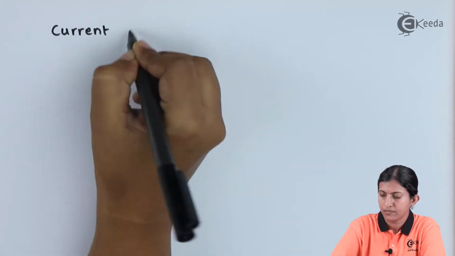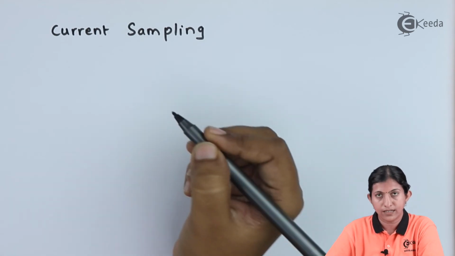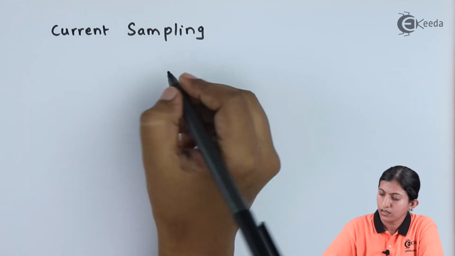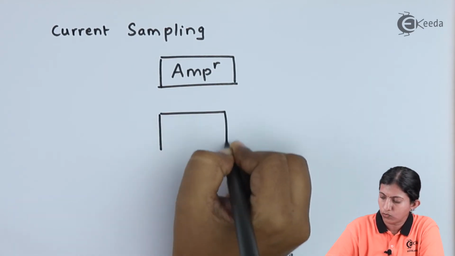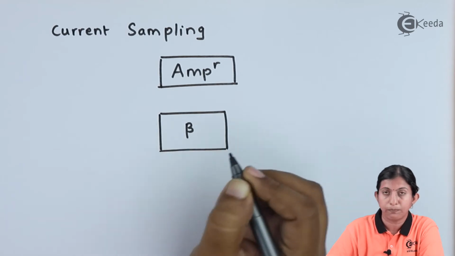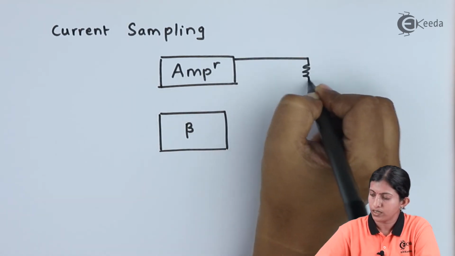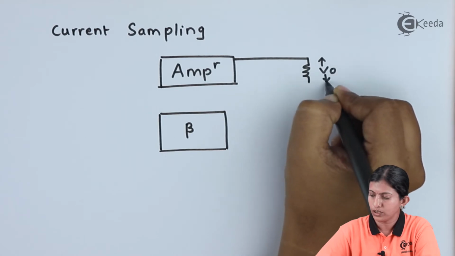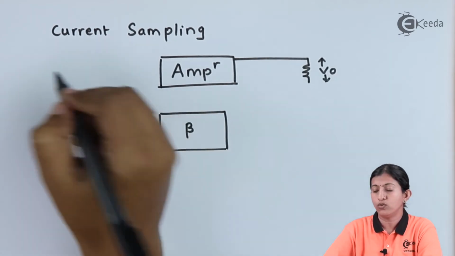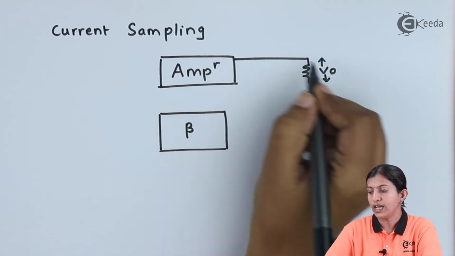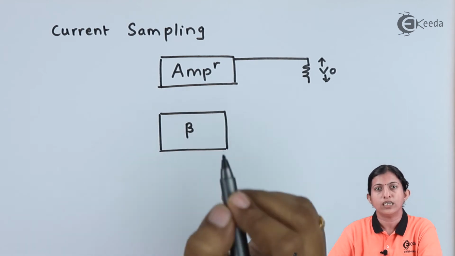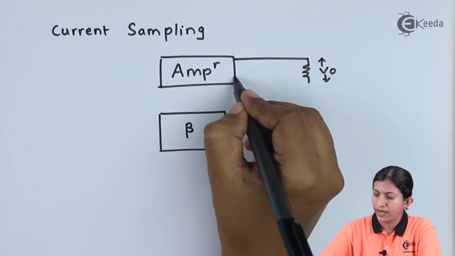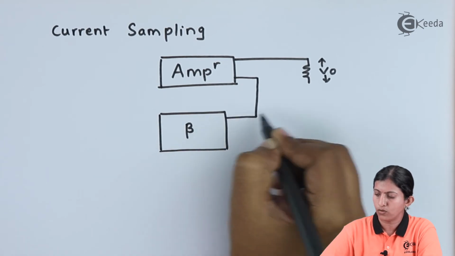Then the next sampling is current sampling. In current sampling, we use the amplifier and feedback network whose fraction is beta. Here is the load resistor where we get the output voltage. Now when we use current sampling, the part of the output current is applied, and as we know, the current is always measured in series, so it is applied in series with the output connection.